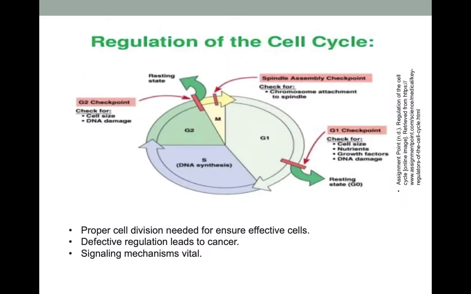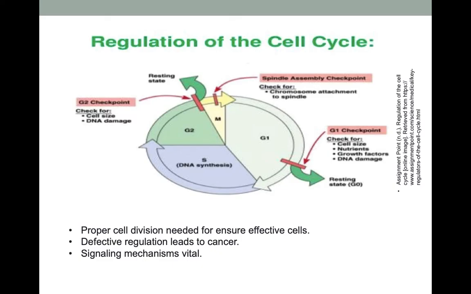Okay, regulation of the cell cycle. We want to have this because it leads to proper cell division. We want our cells to be effective and do their jobs the way they're supposed to. So throughout the cell cycle, there are little checkpoints where we can make sure that the size of the cell or the DNA is undamaged. We want to make sure all those things are proper and necessary so that we prevent daughter cells that are not what they need to be.